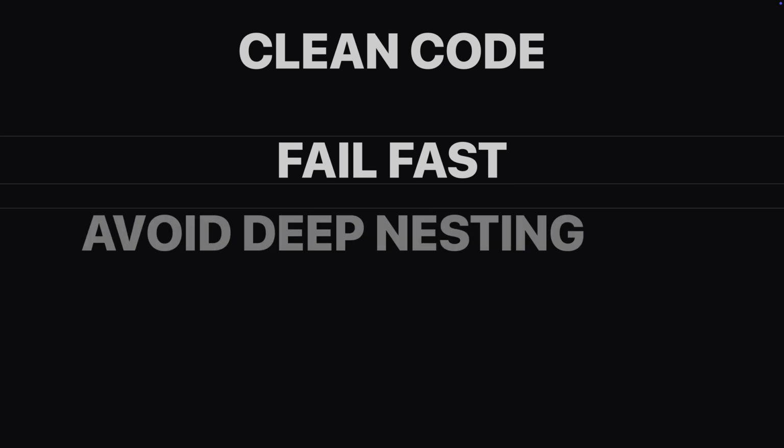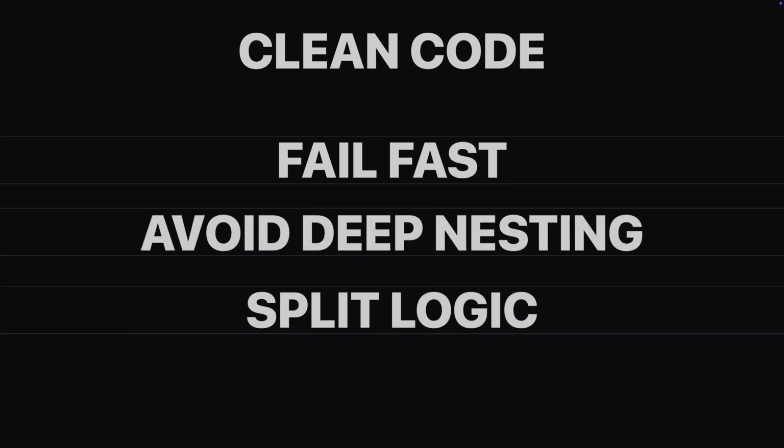Clean Java code follows three rules: fail fast, avoid deep nesting, and split logic into well-named functions. If your code is hard to read, it's probably breaking at least one of them.